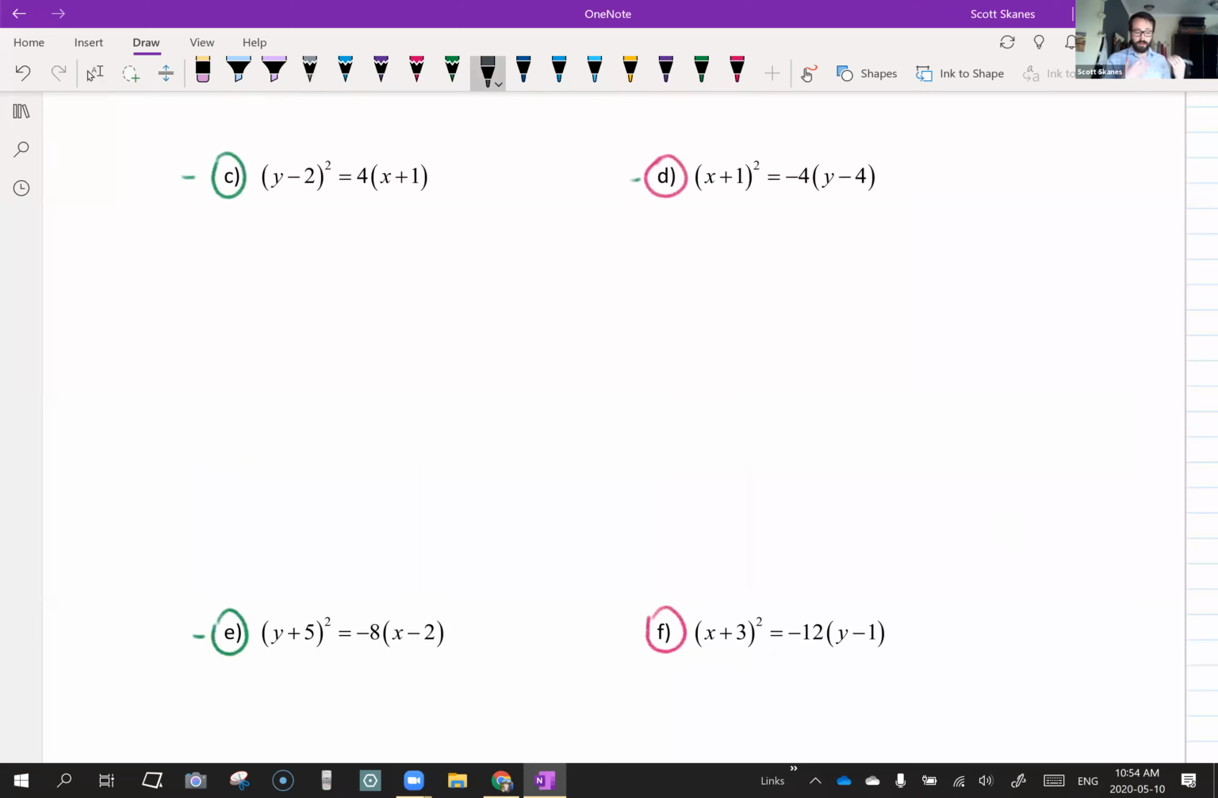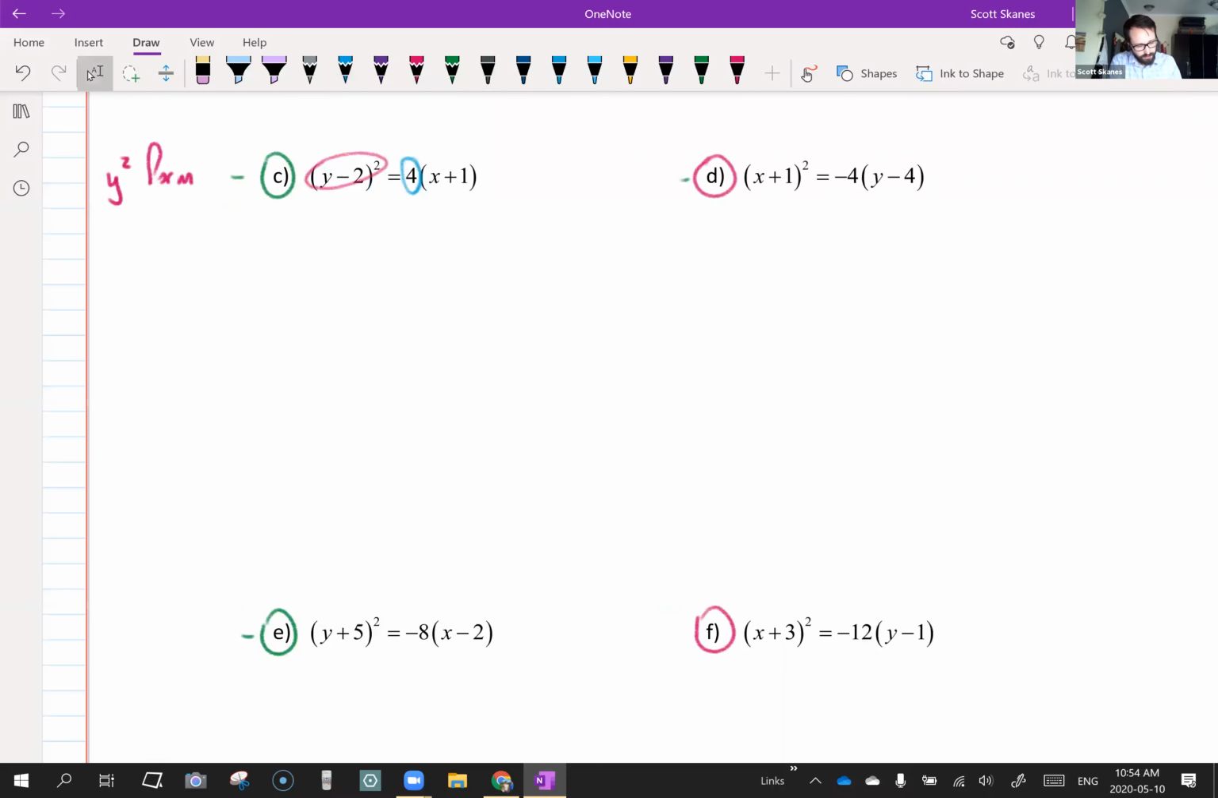First things first, I want you to look at this equation and tell me what form it's in. I'll do this for you the first time. The first thing I see is that I have a y and a square. This y squared tells me that it's in y squared form, and if it's in y squared form, it means it opens to the right or to the left. Let's see if we can find anything else. I can see that this is a positive 4 here. That means it opens in the positive direction, that's to the right.